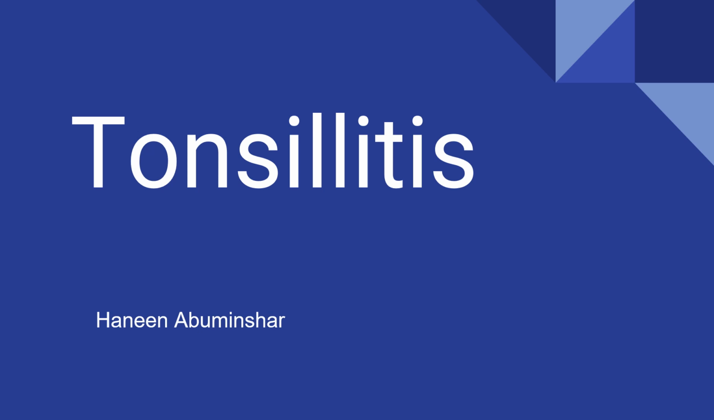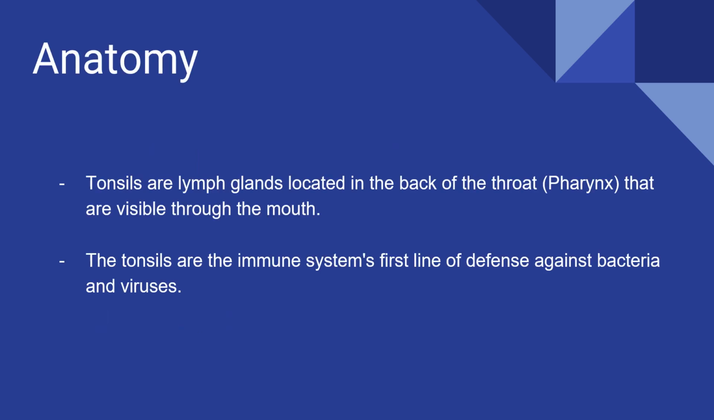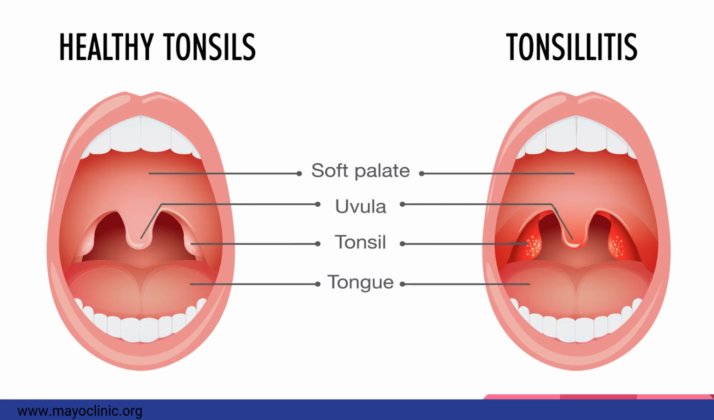So let's get started. Tonsils are lymph glands located in the back of the throat that are visible through the mouth. Tonsils are the immune system's first line of defense against bacteria and viruses that enter your mouth. This function may make the tonsils particularly susceptible to infection and inflammation. In this image, you can see the location of the tonsils and you can see the difference between the healthy tonsils and the inflamed tonsils.